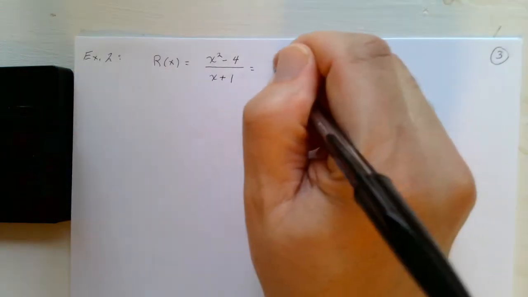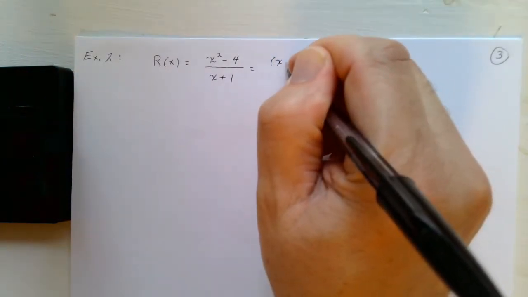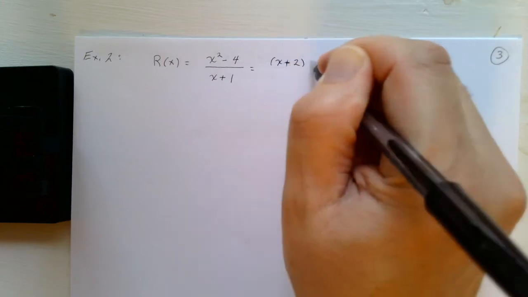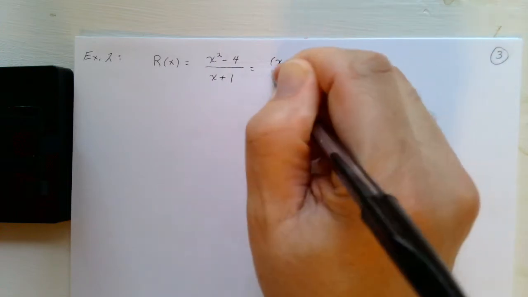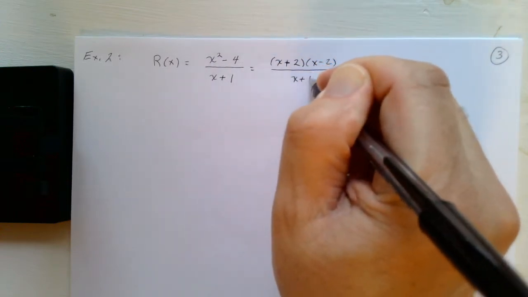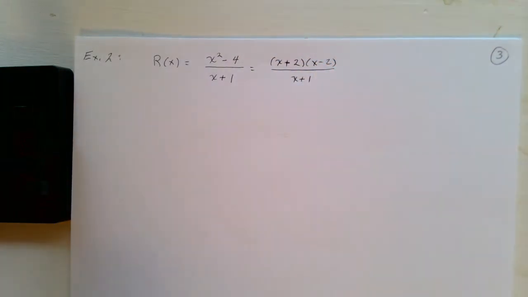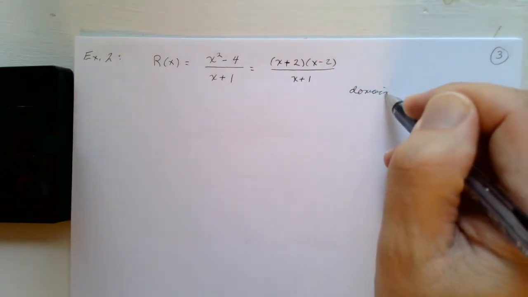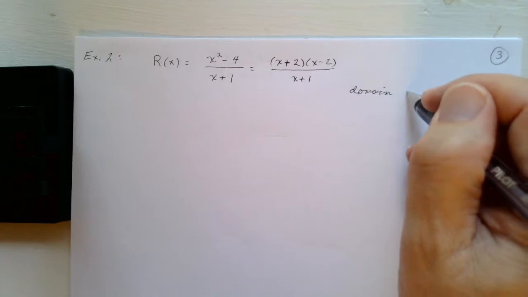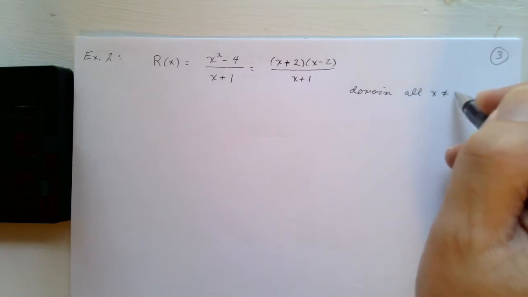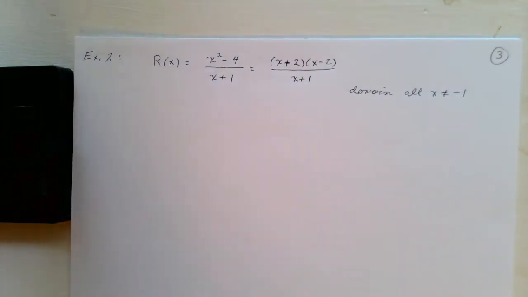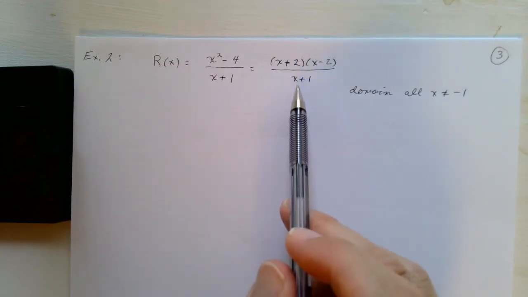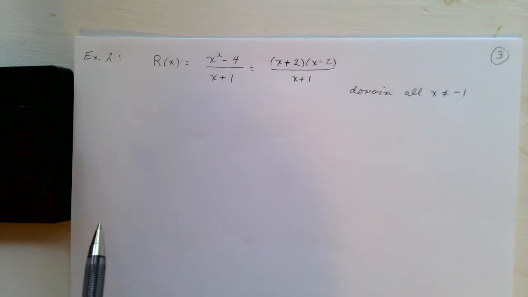This factors as x minus 2 over x plus 1. The domain: set the denominator equals 0, so it's all x not equal to negative 1. Nothing cancels, so it's already in lowest terms.